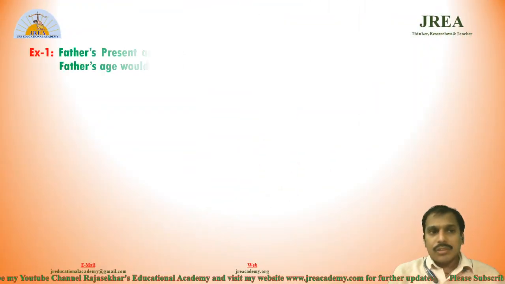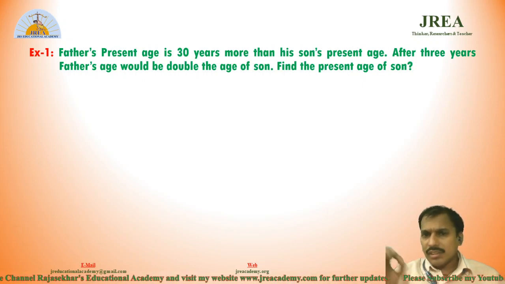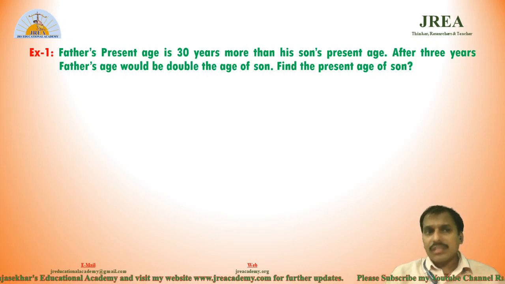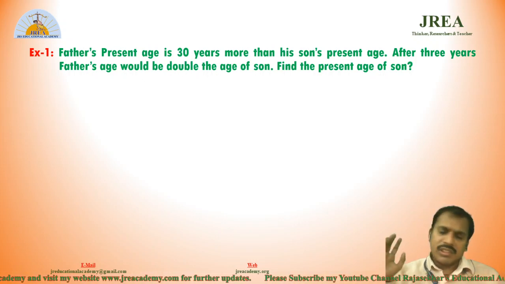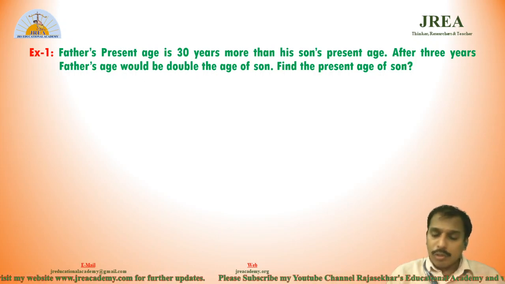So this is the example. Father's present age is 30 years more than his son's present age. This is the first statement. After 3 years, father's age would be double the age of the son. This is the second statement. Find the present age of the son. It is very easy to solve this problem, but how do we solve it using mathematics? So see here.